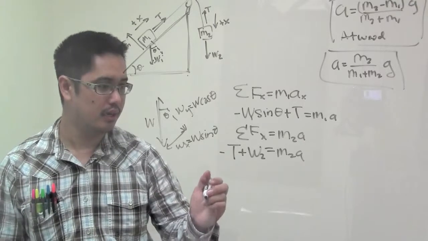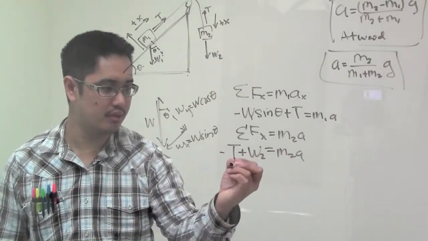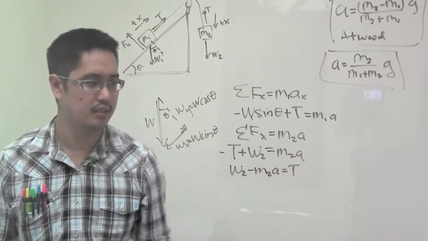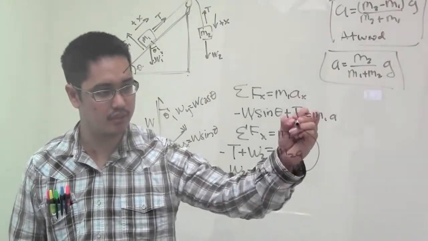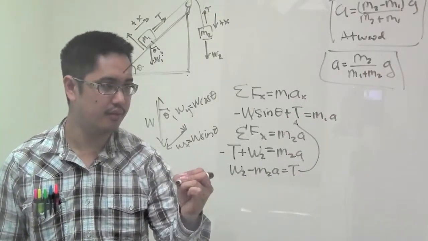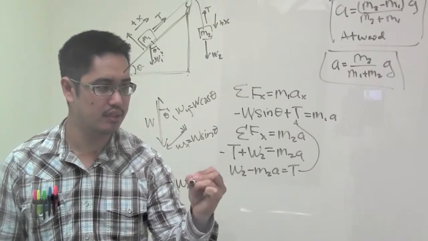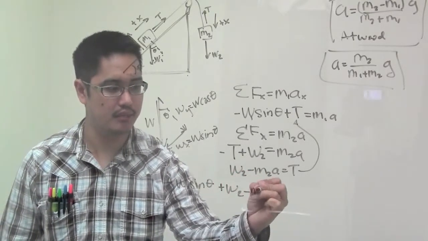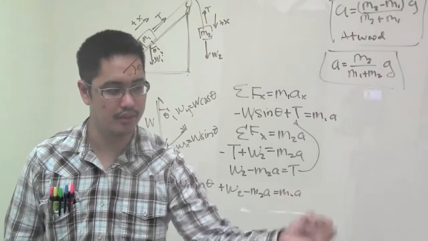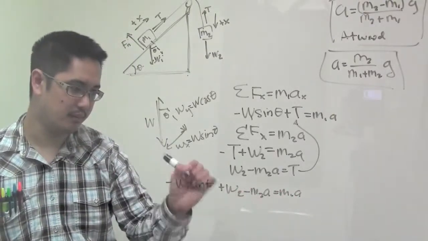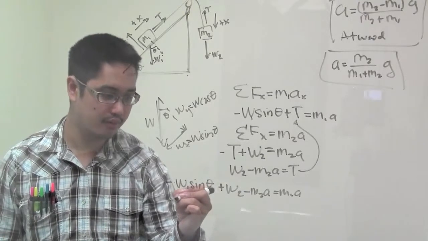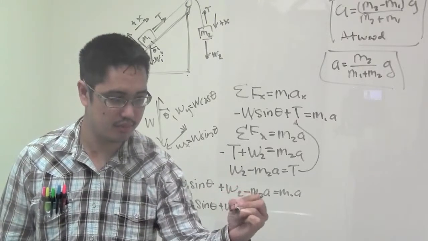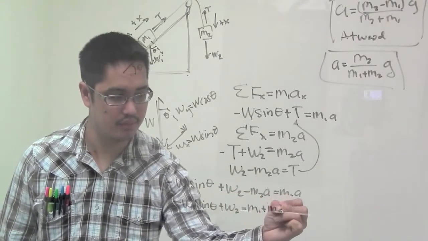All right, let's see. I want to solve for T, so I'm just going to make this W2 minus M2A equals T. Then I'm going to take that T and I'm going to plug him in here. So I have negative W1 sine theta plus W2 minus M2A equals M1A. I'm going to kick that guy over to that side. And so I'm left with negative W1 sine theta plus W2 equals M1 plus M2 times A.